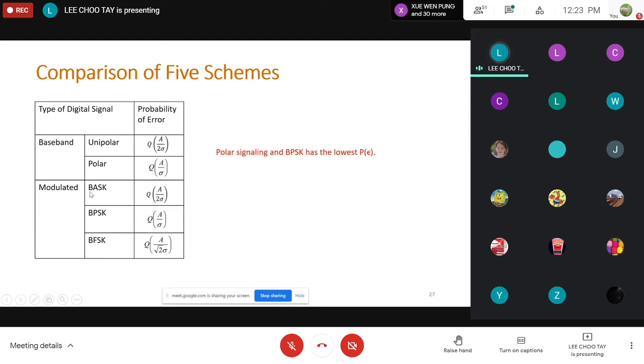Whereas for binary ASK, the probability of error is Q of A over 2 sigma, and BPSK is Q of A over sigma. And BFSK is Q of A over root 2 sigma. So if you look at these 5 schemes, which scheme gives us the best performance?